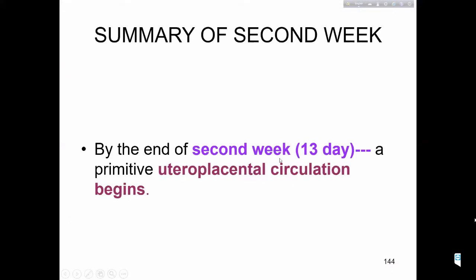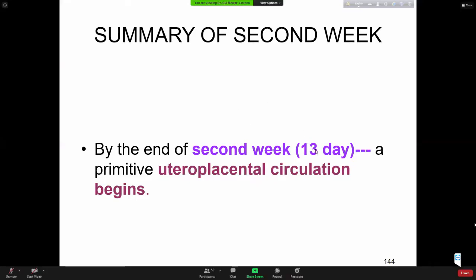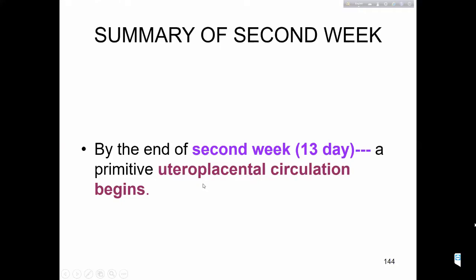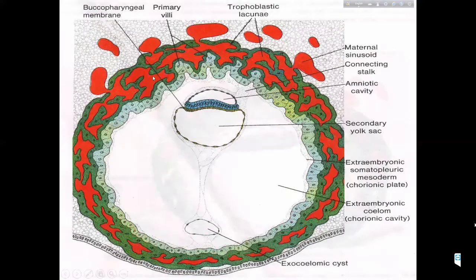Now by the end of the second week, that was important, that's why I told you again, by the end of the second week, that is the 13th day, a primitive uteroplacental circulation begins. What does it mean? It means this circulation, the blood here, and blood coming from the maternal sinusoids into the lacunar spaces, the placenta will form here. So we can say that during the 13th day, a primitive uteroplacental circulation has been established, from the maternal sinusoids.